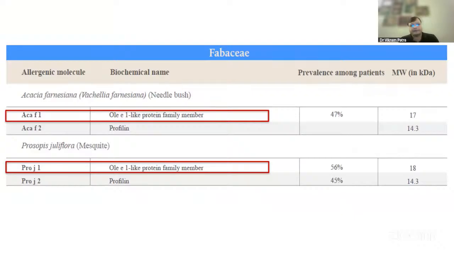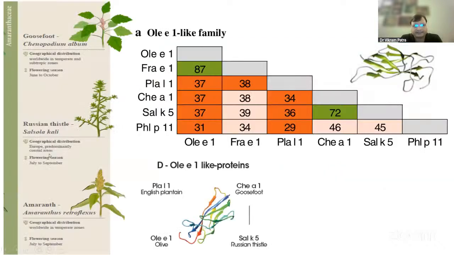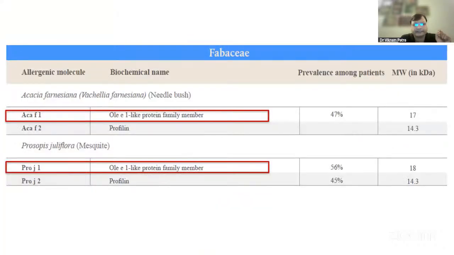Now, when we don't have these components, but if we do Acacia and Prosopis juliflora, and if our Russian thistle is showing positive, you should think that Russian thistle coming positive is because of cross-reactivity with this Prosopis or the Acacia group. So on SPT and the clinical history, we should correlate.